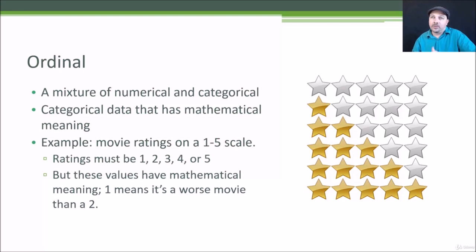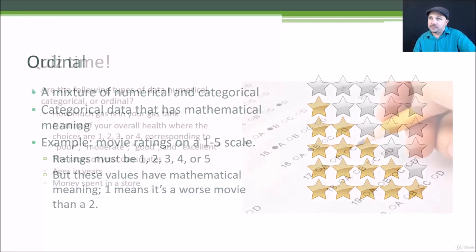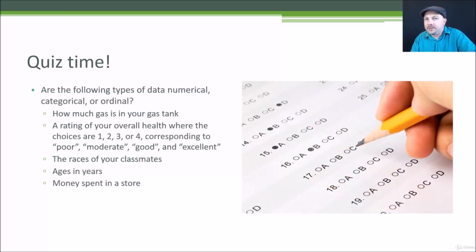There is numerical, categorical, and ordinal data. Let's see if it's sunk in. Don't worry, I'm not going to make you pass in your work or anything. Quick quiz. So for each of these examples, is the data numerical, categorical, or ordinal? Let's start with how much gas is in your gas tank. What do you think?